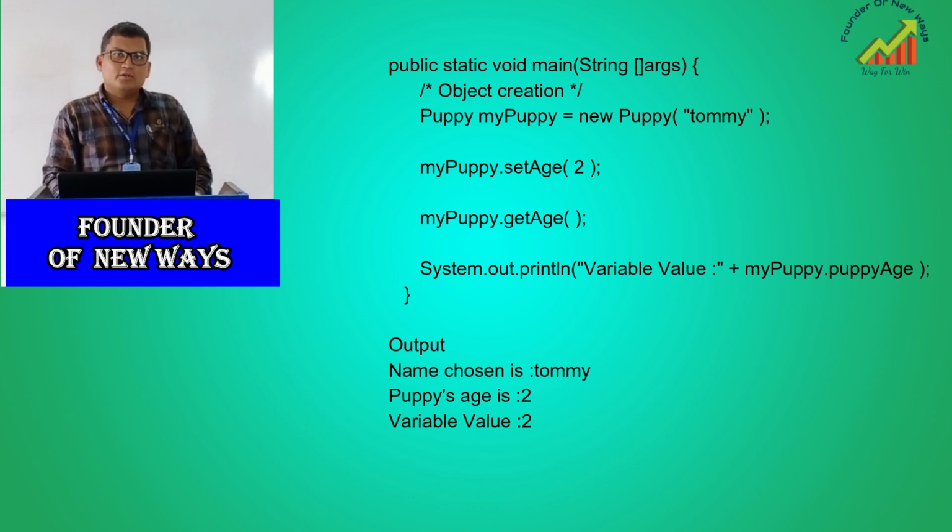Okay, you can access an instance variable as follows as well. If we compile and run the above program, then it will produce the following result. You can see here the output. Name chosen is Tommy and puppy age is 2, variable value is 2.